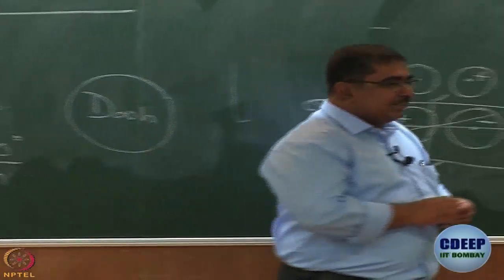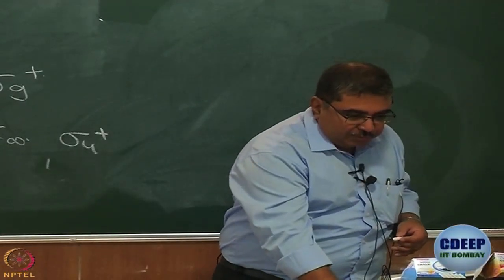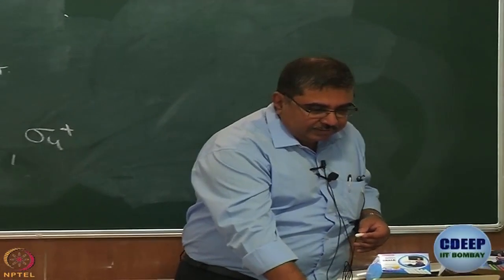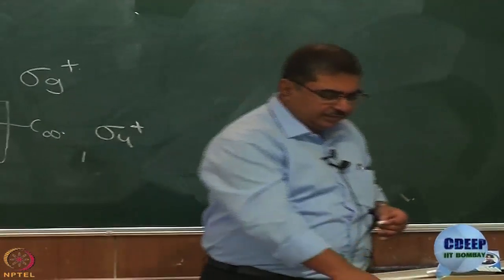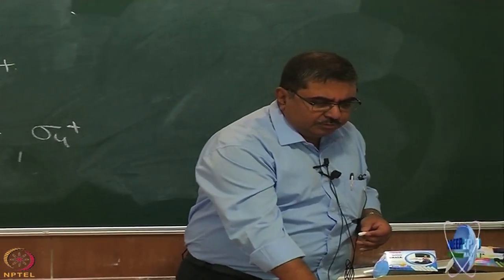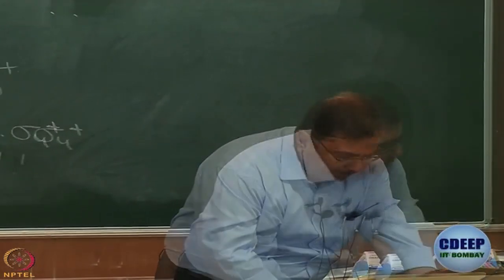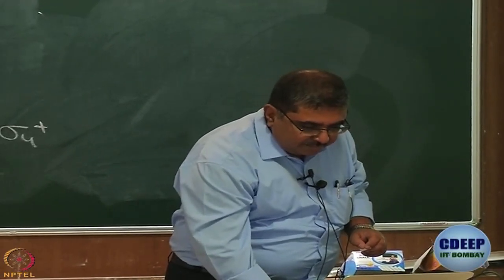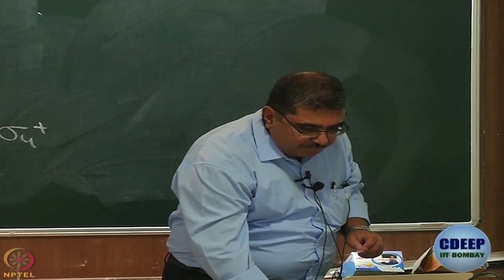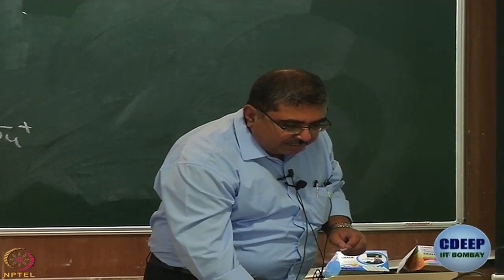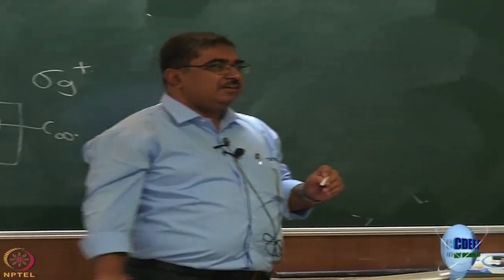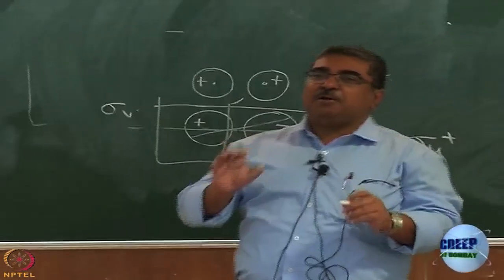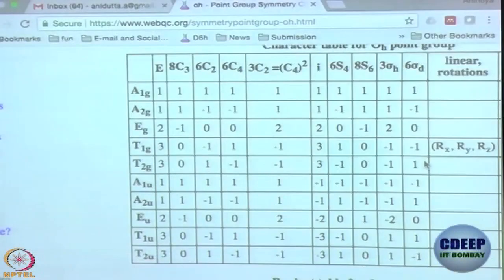Okay. Let us close today's discussion with this D6H. No, not D6H. Actually, I want to do octahedron. Okay. For the moment, I do not want to show you the last column. Okay. Let us talk about the atomic orbitals of the central metal ion in an octahedral complex.